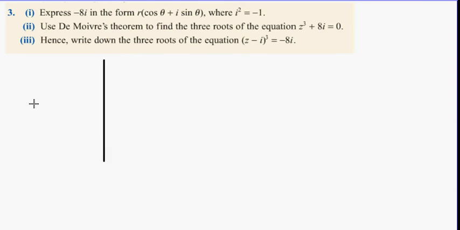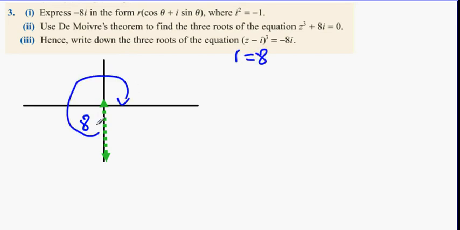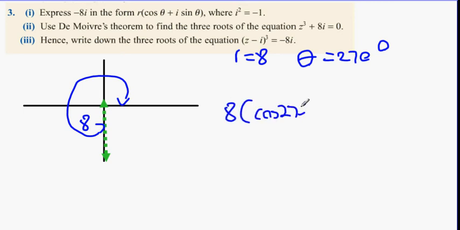So once again, we're going to draw our graph, and this time it's 8 downwards. Because that's the i-axis, that's minus 8i. So what we see is the r value equals 8. The angle is going to be 270 degrees. So this number is going to be 8 times cos 270 plus i sin 270.